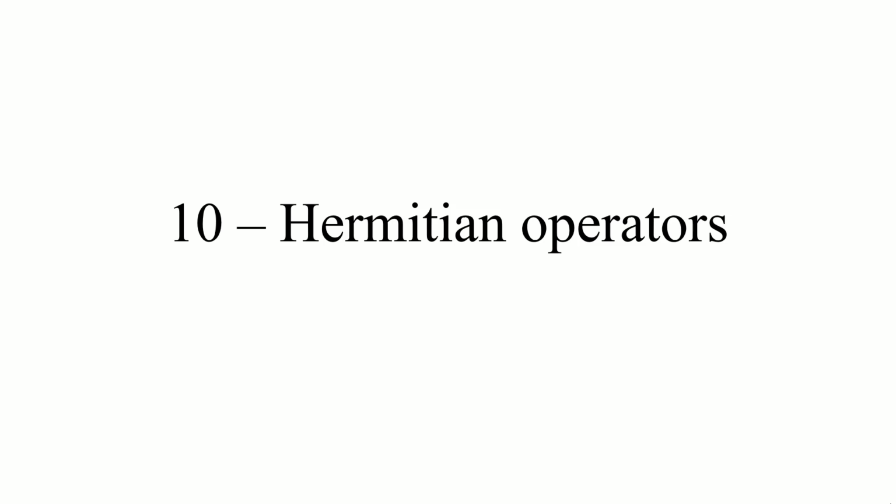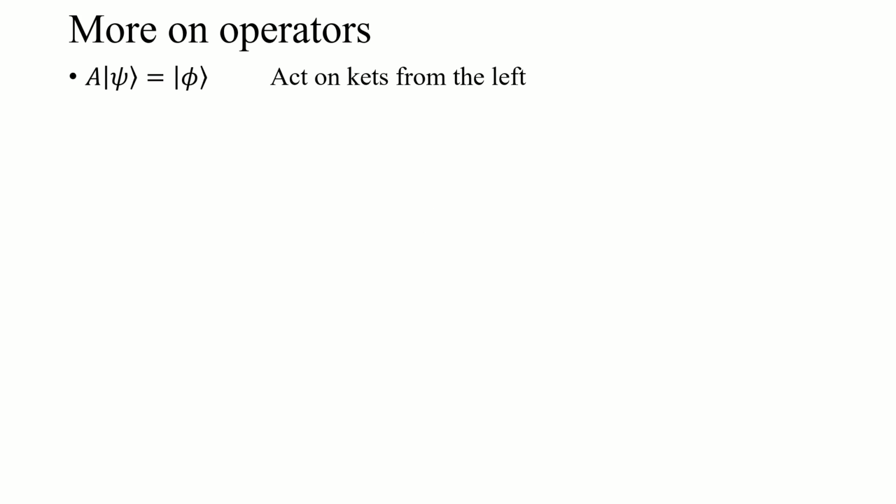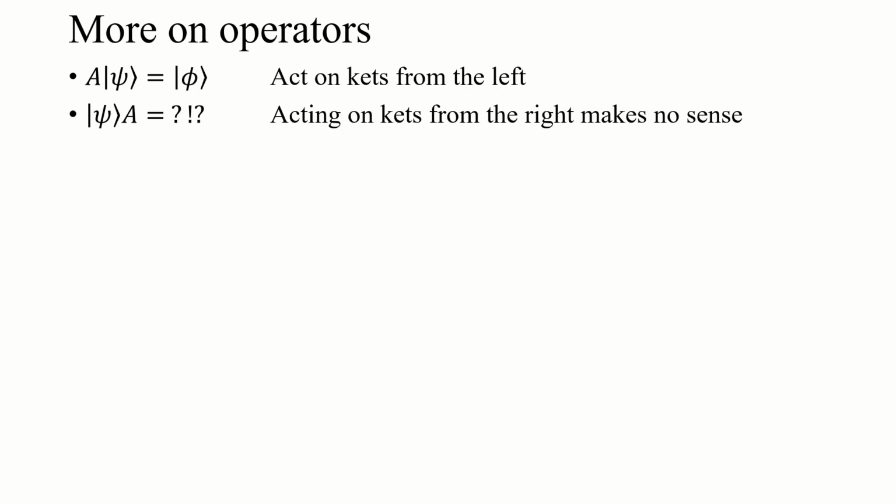Today we're going to talk about Hermitian operators. These are a special type of operators that are very important in quantum mechanics, as we'll see today when we get through it. So far, we've discussed operators in general and how operators act on kets to form another ket. And they act on kets from the left, right? So A acting on the ket psi equals some new ket phi.